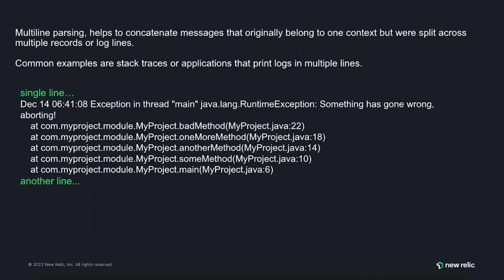In this Data Bytes episode, we will show you how you can concatenate messages that originally belonged to one context but were split across multiple log lines. For example, stack traces or applications that print logs to multiple lines.